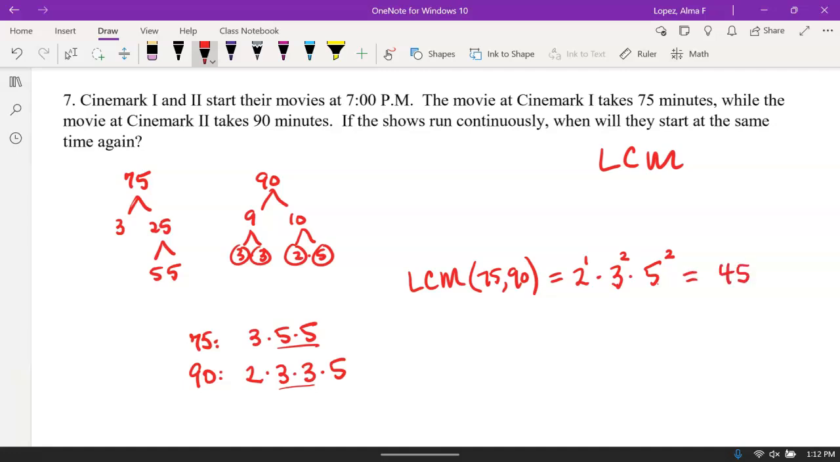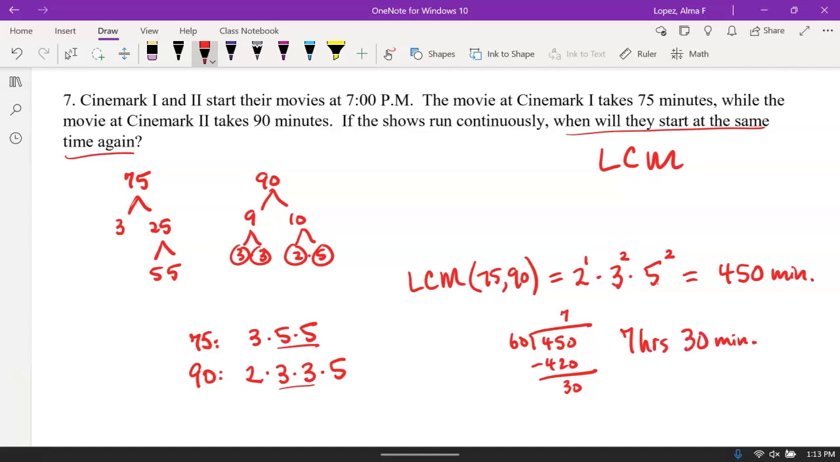When I multiply that together, that's going to be 450 minutes. Woo! Okay, 450 minutes. How many hours is that? Every 60 minutes is 1 hour. I'm curious as to, well, they ask, when will they start at the same time again? Let's see. 7 times 60 is 420. Subtract. Okay, so 7 hours and 30 minutes later after they start.